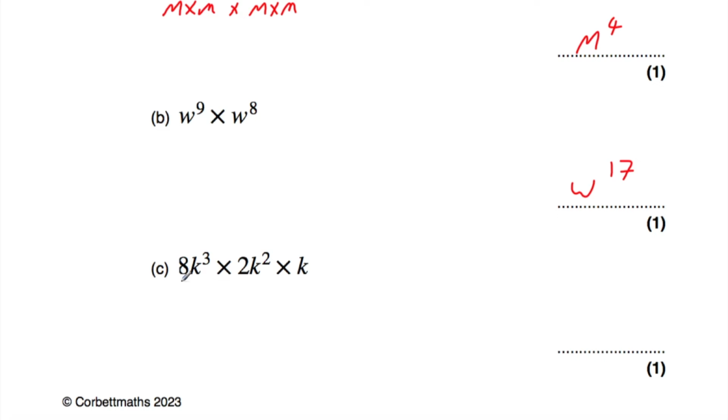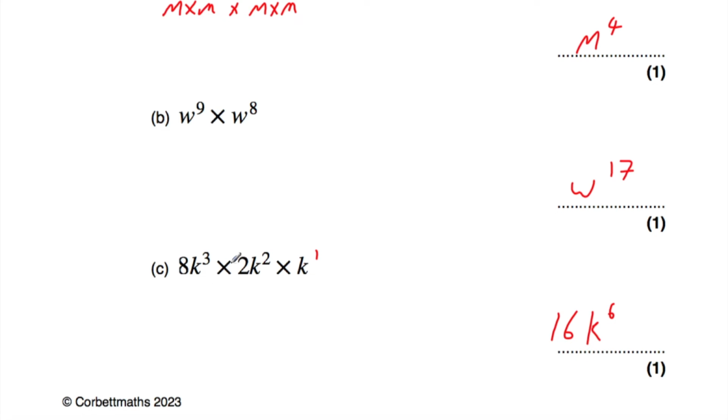So part C, we've got 8k cubed multiplied by 2k squared multiplied by k. If we're working on something like this, I would tend to multiply the numbers at the front first of all. So 8 times 2 is equal to 16. And then we've got k to the power of 3 multiplied by k to the power of 2 multiplied by k. Now this k, we could put a power here. It's k to the power of 1. K to the power of 1 is a k. So we just add the powers. 3 plus 2 is equal to 5 plus 1 is equal to 6. So it'll be 16k to the power of 6.